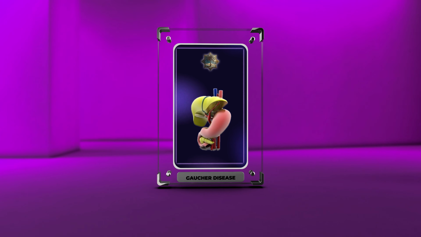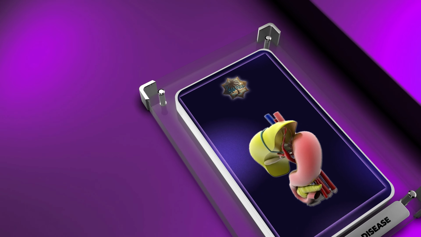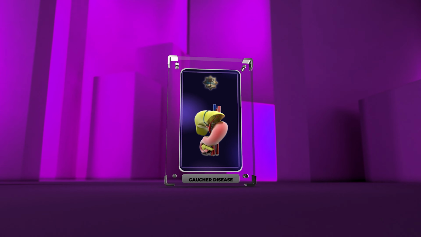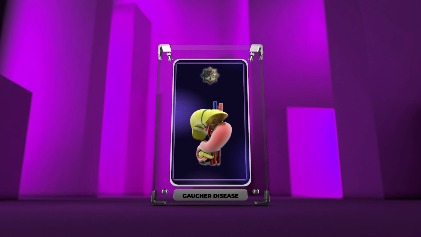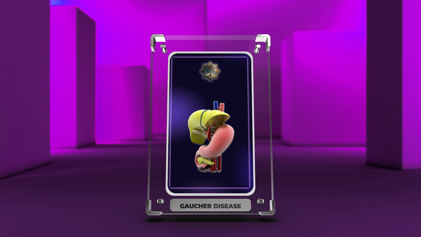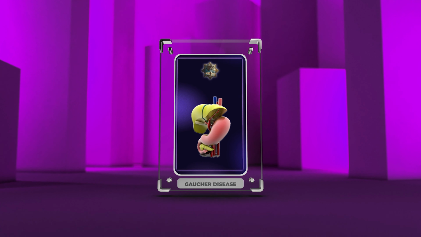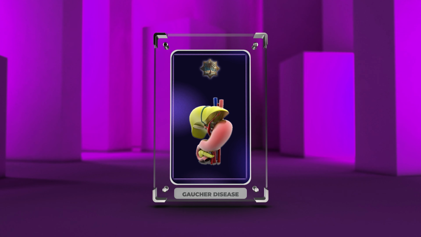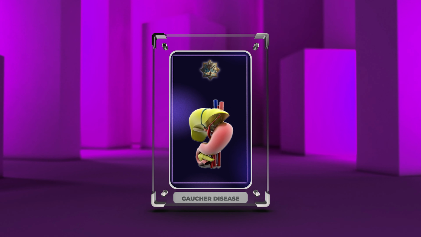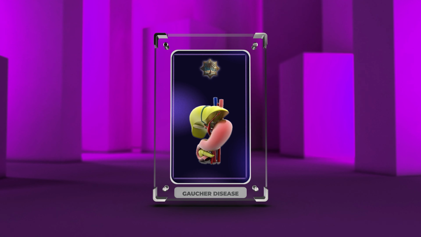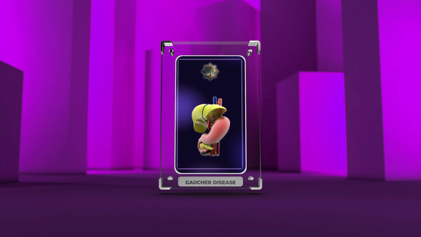Introduction. Welcome to today's lecture on Gaucher disease. In this session, we will delve into the various aspects of this rare genetic disorder, including its pathology, clinical manifestations, and available therapeutic interventions. Gaucher disease is caused by a deficiency of the enzyme glucocerebrosidase, resulting in the accumulation of a fatty substance called glucocerebroside within various tissues and organs of the body.